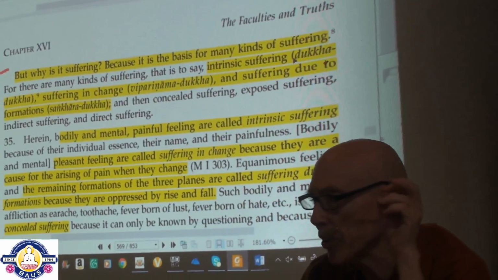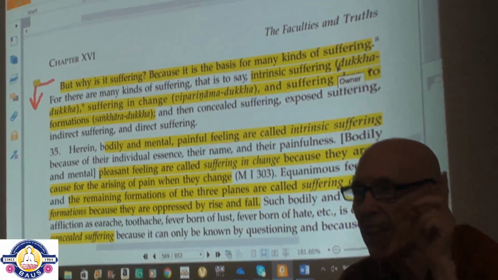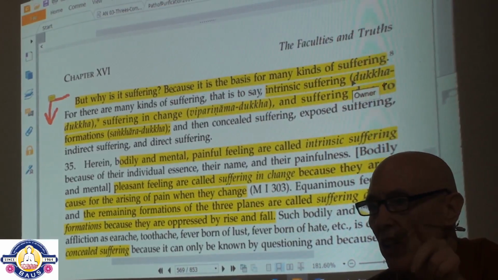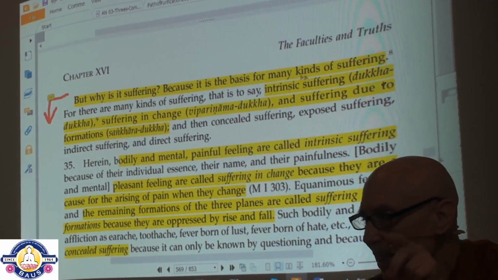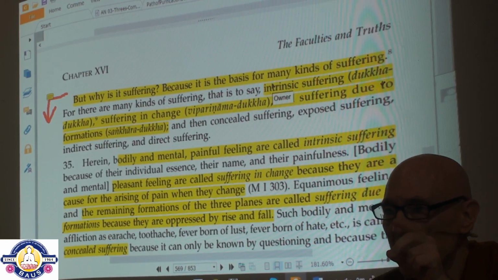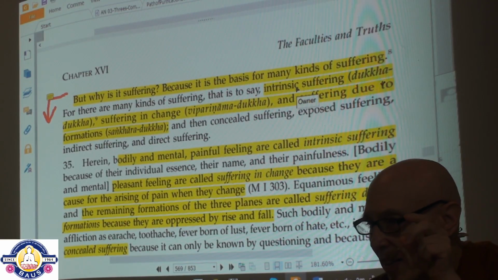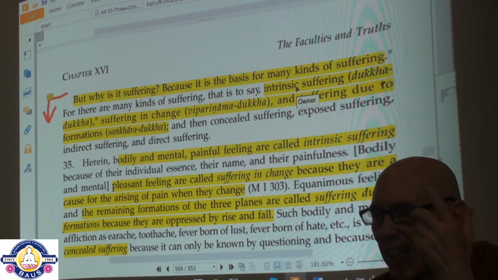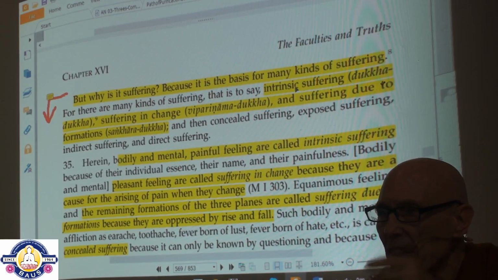Okay, so the first in Pali, it sounds like just a repetition, dukkha, dukkha. Venerable Nyanamoli translates this as intrinsic suffering. Well, we could say it's inherent suffering, or it's the dukkha of suffering.